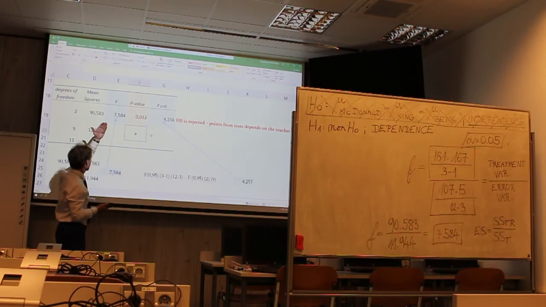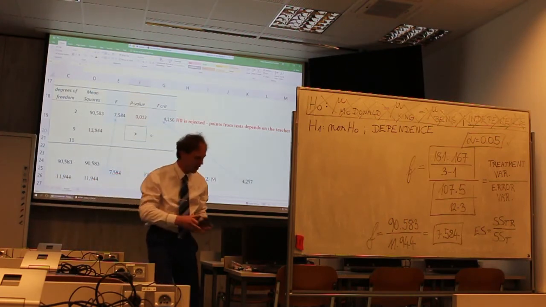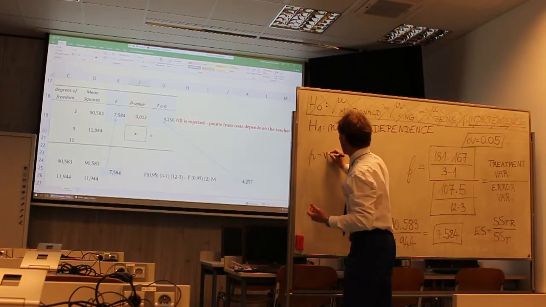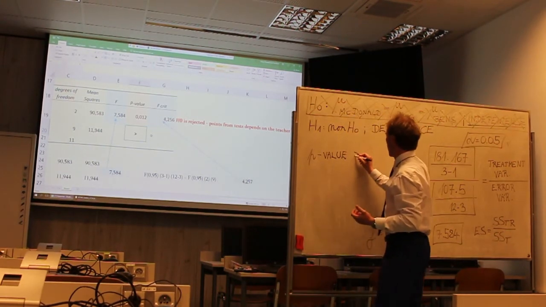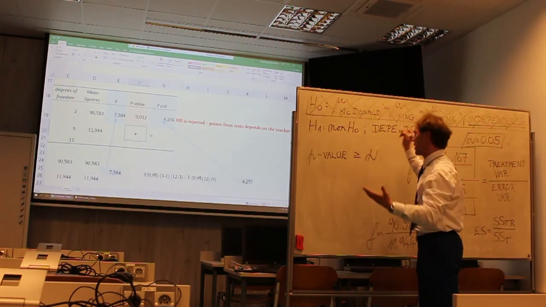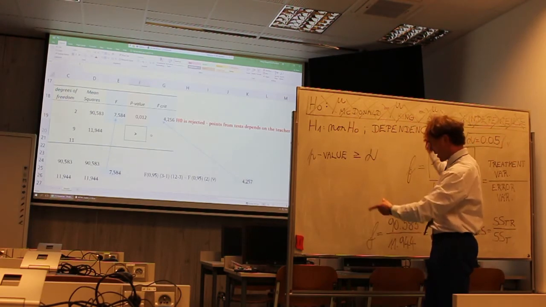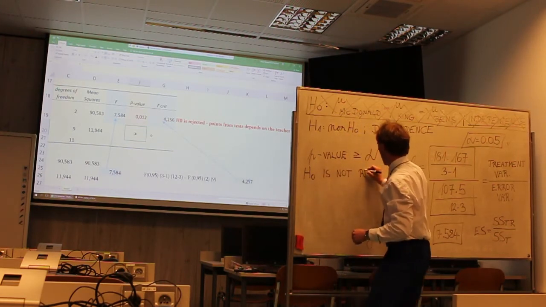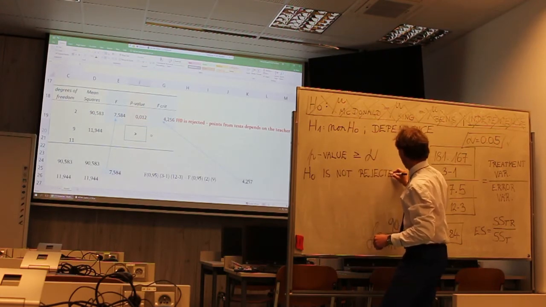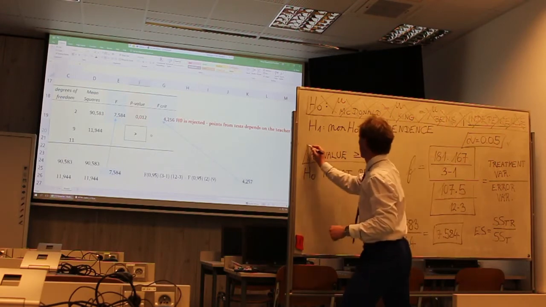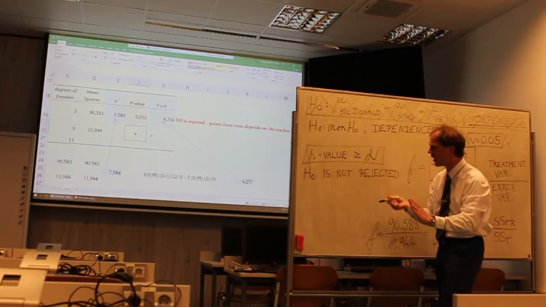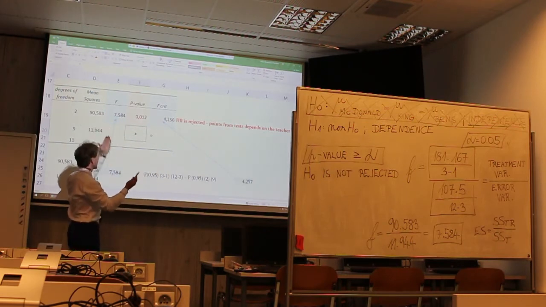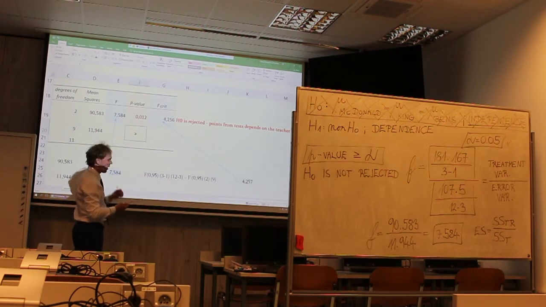Another very important piece of information for you is the p-value, the probability. We know that if the p-value is higher than or equal to the alpha significance level, the zero hypothesis is not rejected. H0 is not rejected if the p-value is higher than or equal to alpha. We set alpha at the 5% significance level. So if this p-value is higher than 5%, the zero hypothesis is not rejected at this level of significance.